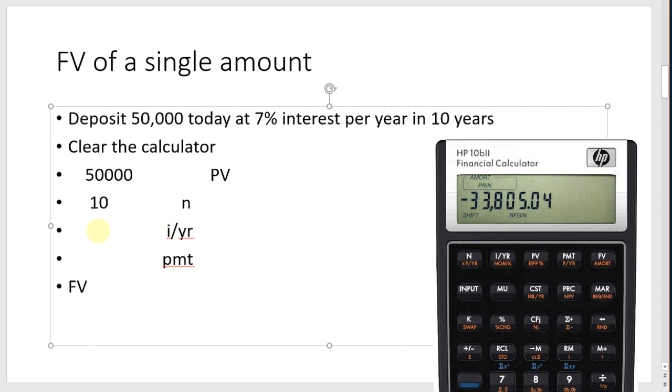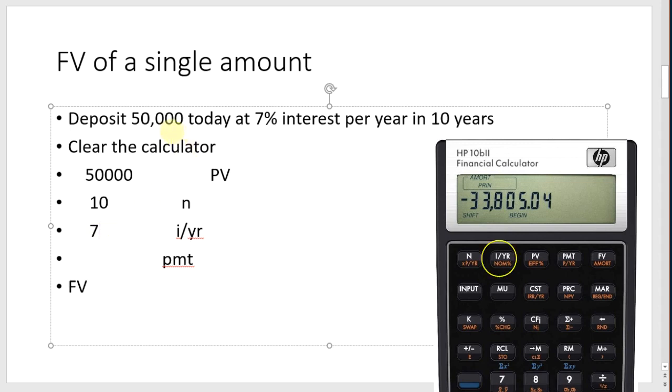Now, interest per year is 7. Now, here's what we do. We just put in 7. We do not put in 0.07. The number you put in is assumed to be a percent. So we go 7, and then we put in interest per year.